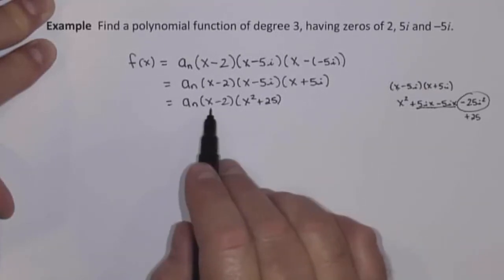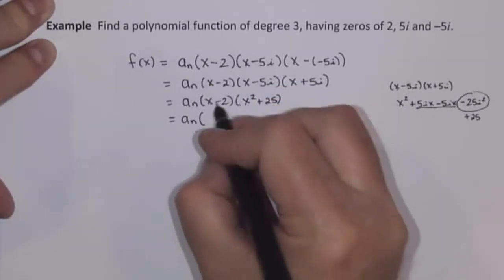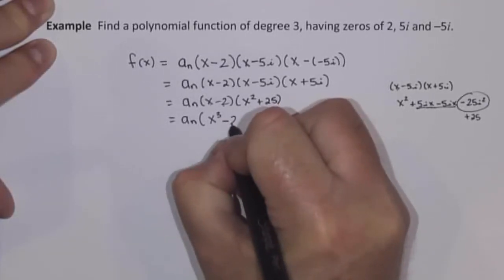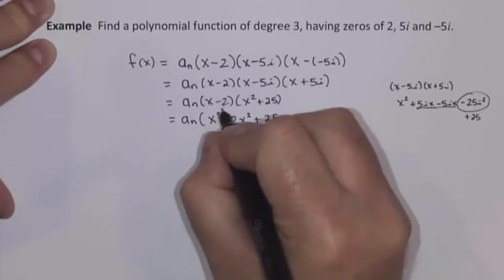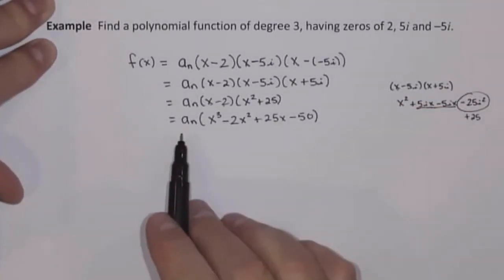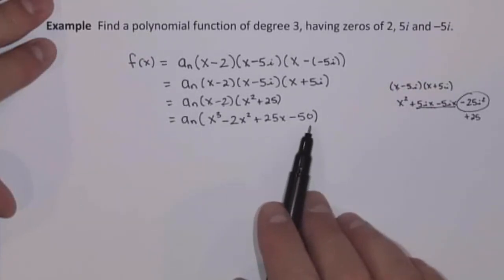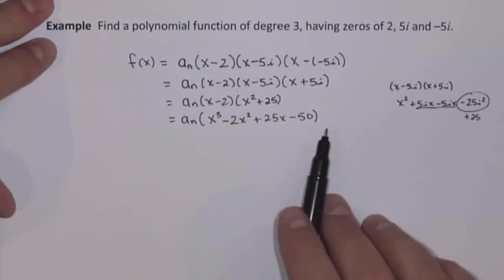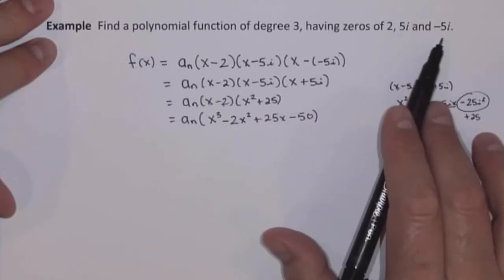And if we multiply then the x minus 2 times that, we're going to have a sub n times x squared times x will be x cubed. Minus 2 times x squared is minus 2x squared. X times 25 is 25x. Minus 2 times 25 is minus 50. So we have some constant, a sub n, times x cubed minus 2x squared plus 25x minus 50. So this is our polynomial function that has degree 3 and has zeros of 2, 5i, and negative 5i.